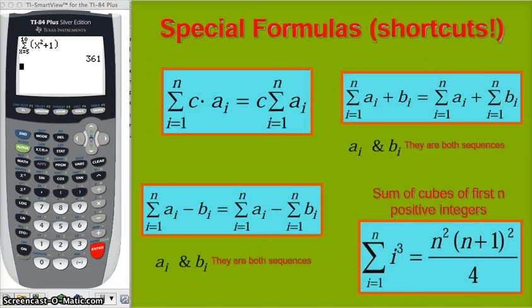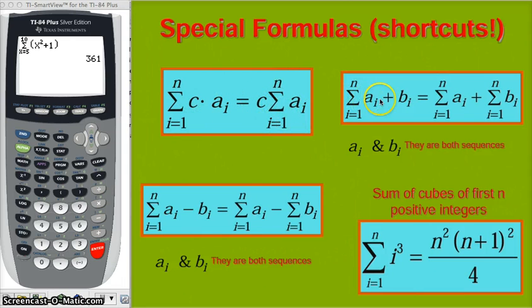Okay, there's some special properties with summation. If you have a sequence multiplied by a number, it's the same as the number multiplied by the series. Remember, the sum of a sequence is a series. So this whole thing is a series. So it's saying this series is equivalent to the number being multiplied by the series.